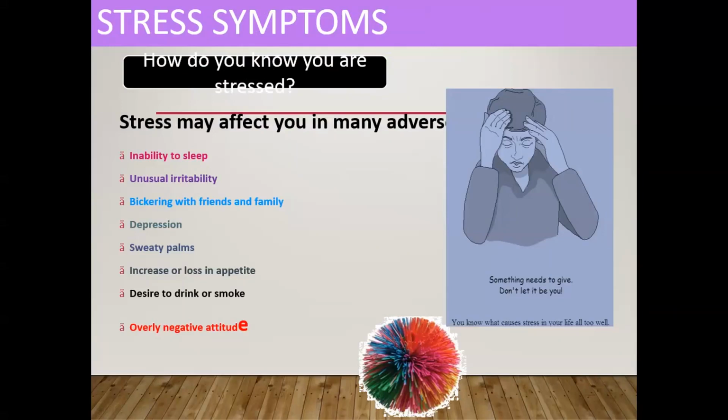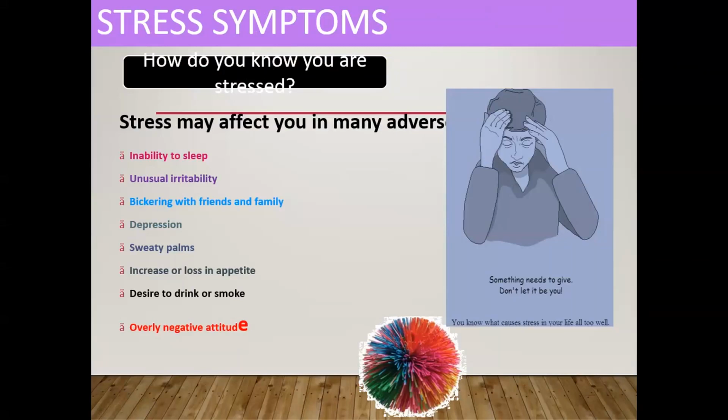Next symptom, unusual irritability. So things that never bothered you before, suddenly they annoy you very much. You become very irritable at the slightest thing that happens. This may be that you're suffering from some stressful situations. Another symptom, bickering with friends and family. Do you find yourself being very argumentative, even with persons who you normally have good relationships with? You find that you have suddenly become very short-tempered.